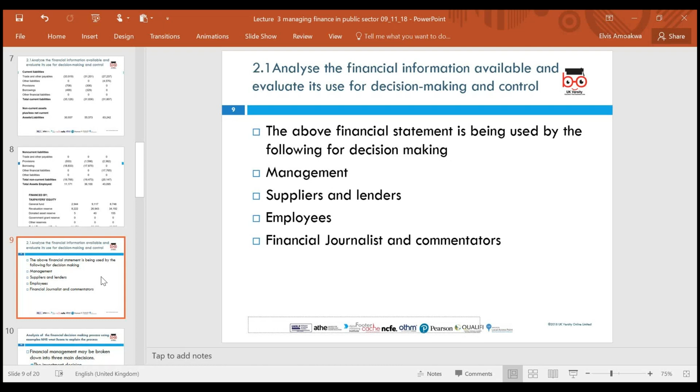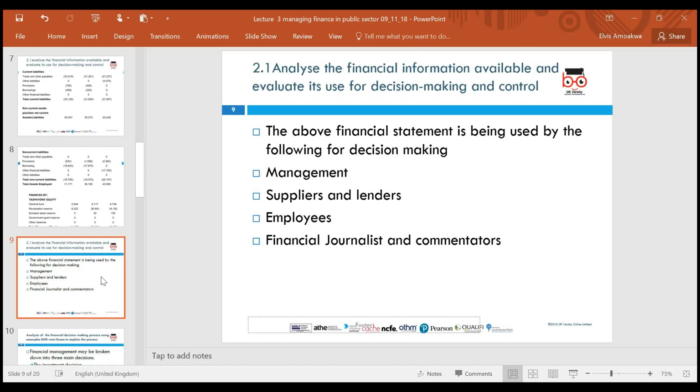And if we need to go back, I'll go back and show you the statement again. So let's look at the next slide. For decision making, we have management who are happy to use it, suppliers and lenders, employees, financial journalists and commentators. They are all so keen to be able to see the financial statement before they can decide.